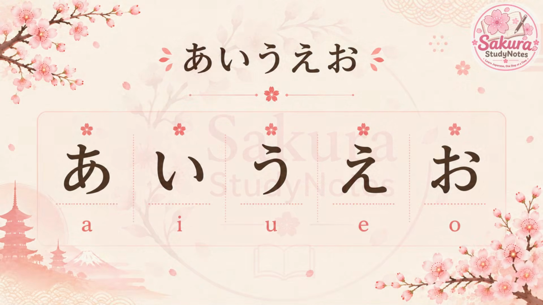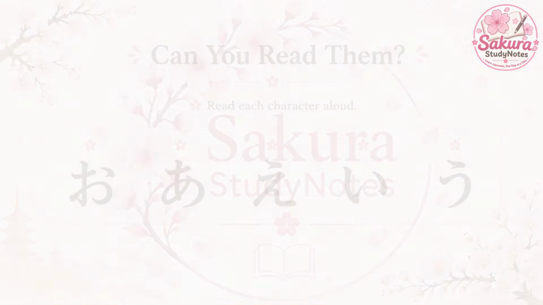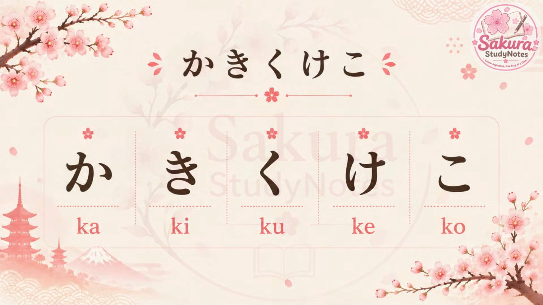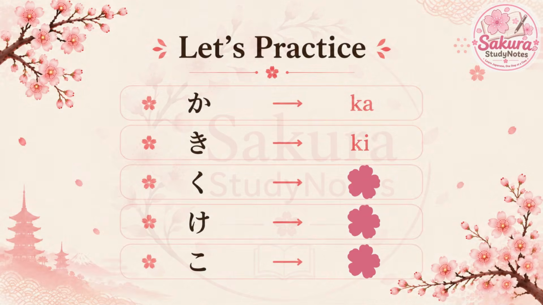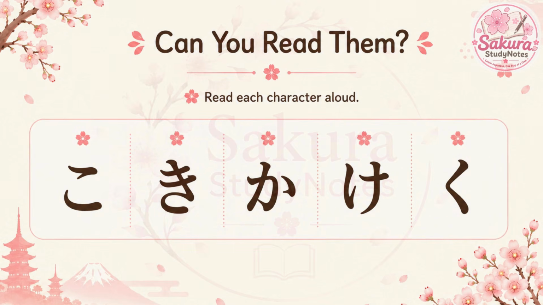We started with the 5 basic hiragana vowels. Let's practice to read. A, I, U, E, O. Let's read the 5 basic vowels. Can you read them? Next, we learned the K row. Let's practice to read. Ka, Ki, Ku, Ke, Ko. Can you read them? Read each character aloud.